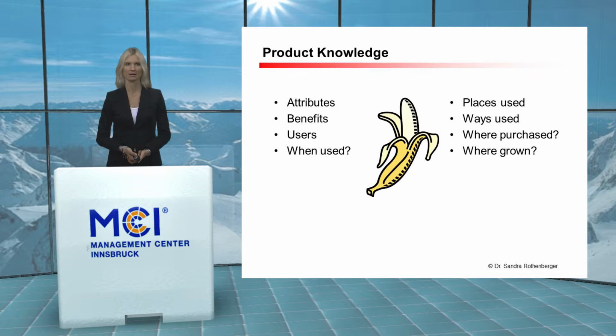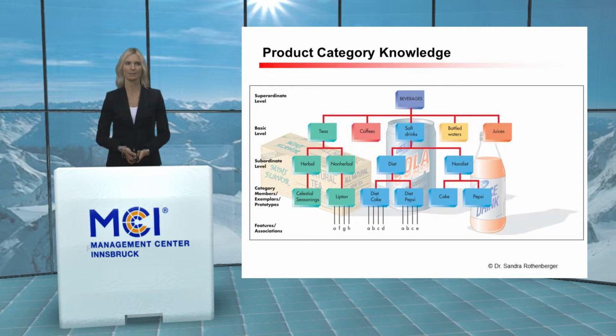When we talk about product category knowledge, we can take this example. Take a beverage. The basic level would be tea, coffee, soft drinks, bottled water, or juices. We can even go a level down: tea, herbal tea, non-herbal tea, soft drinks diet, non-diet, and even there we can go into a brand level, which means the different brands you know. This is the product category knowledge a customer refers to if he has to think about this information.